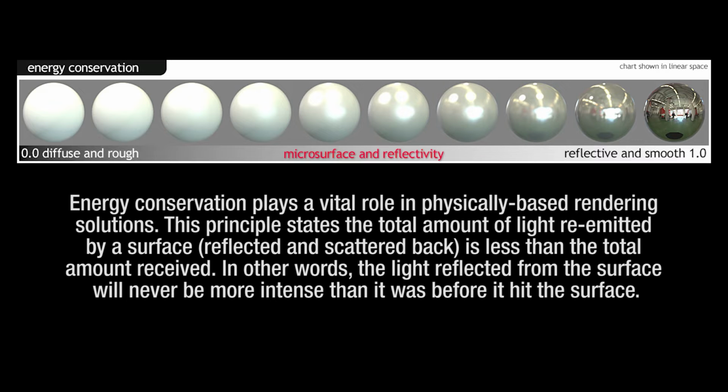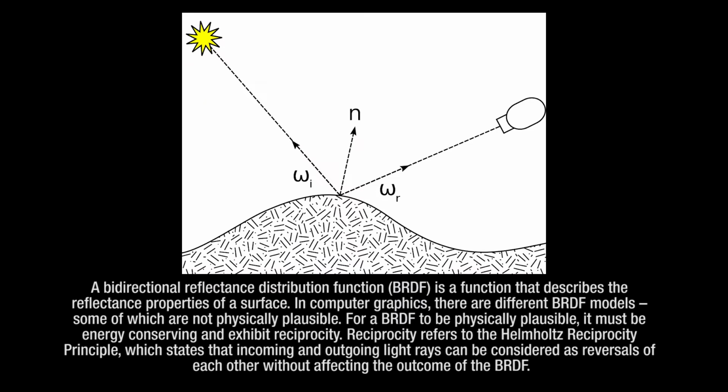So that's what we have to make sure of when we're creating these assets and we're trying to pinpoint the proper reflectance values, if we're using gloss spec or metalness roughness, that we're not generating more light than the object is receiving. The second thing is a mathematical function known as BRDF. So BRDF stands for bidirectional reflectance distribution function. It's a big mouthful, but it describes the reflectance properties of a material surface.